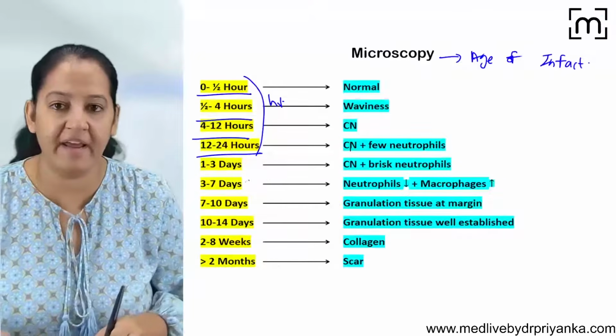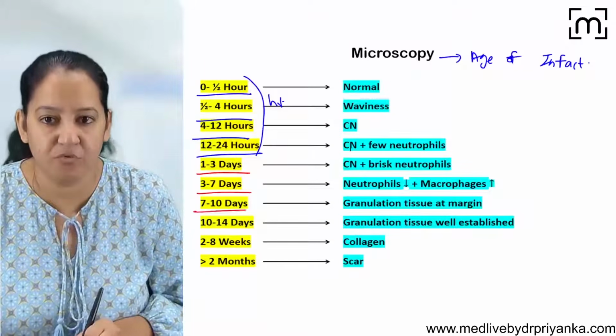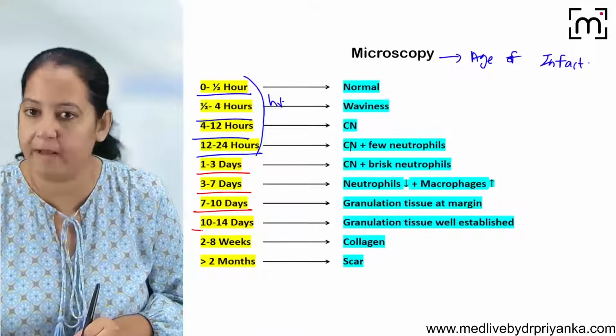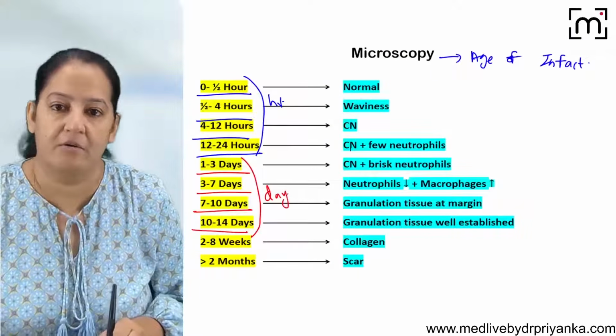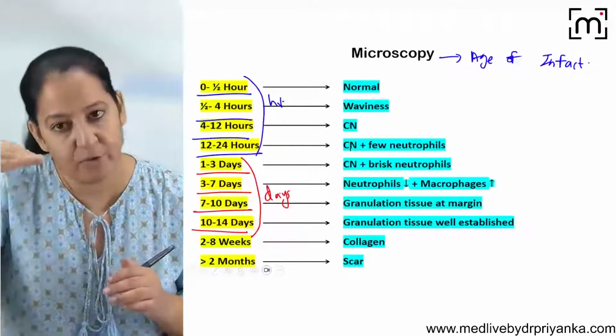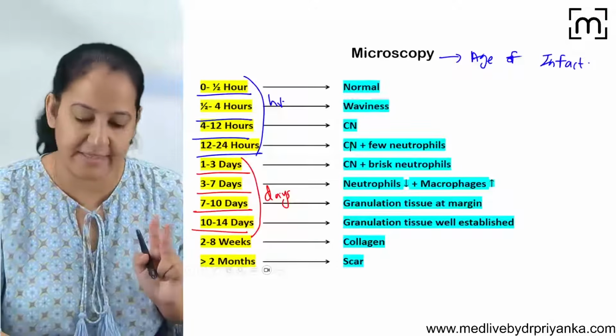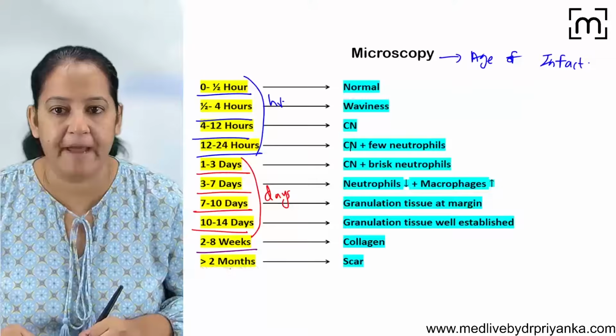So this is R, one day. Now after one day, it is 1 to 3 days, 3 to 7 days, 7 to 10 days, and 10 to 14 days. So these 4 things are for days, and 4 things are for R. This is how you have to learn the time zone. And lastly, 2 things are for weeks: 2 to 8 week. 8 week means 2 months, and more than 2 months.